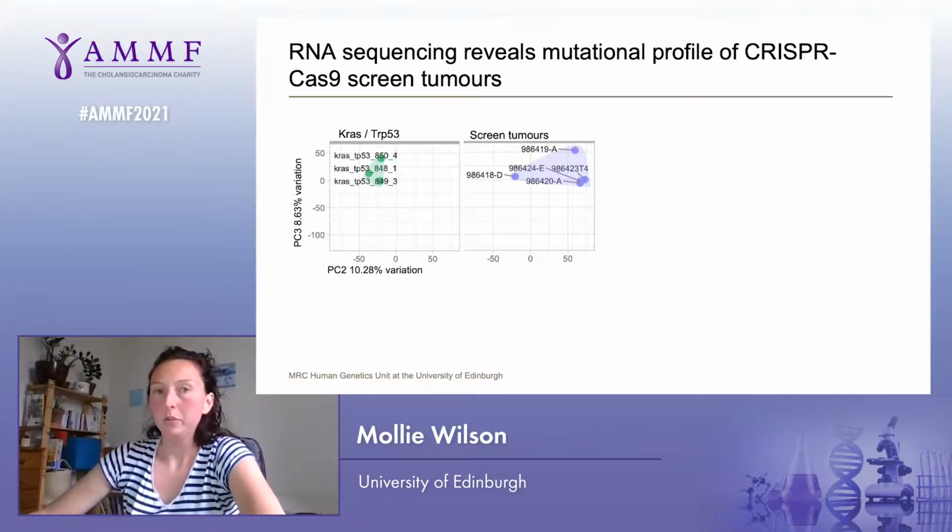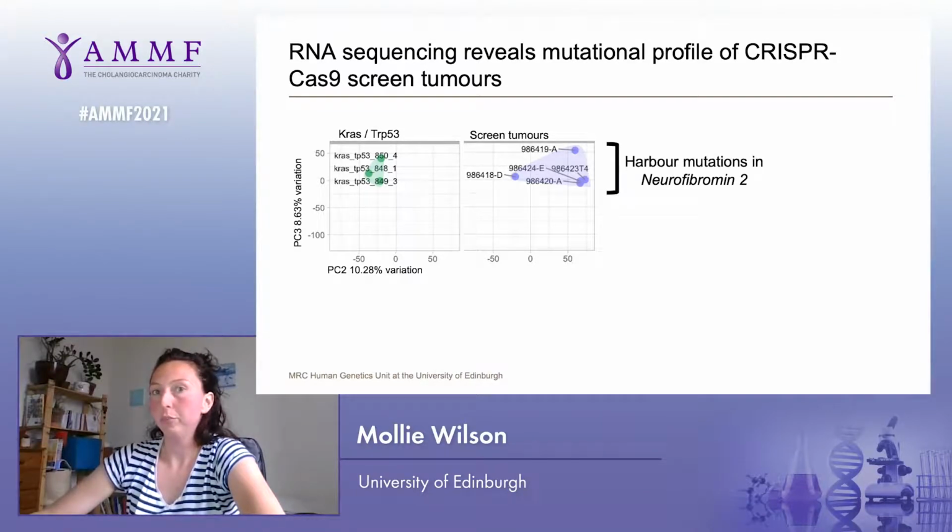So anyway, we found that there was a subtype of tumours that clustered tightly, significantly on principal component analysis. And we found that the common mutation between them is in this gene called neurofibromin 2. Neurofibromin 2 encodes for a protein called Merlin, which is a cytoskeletal protein. It's part of the FERM domain protein family.